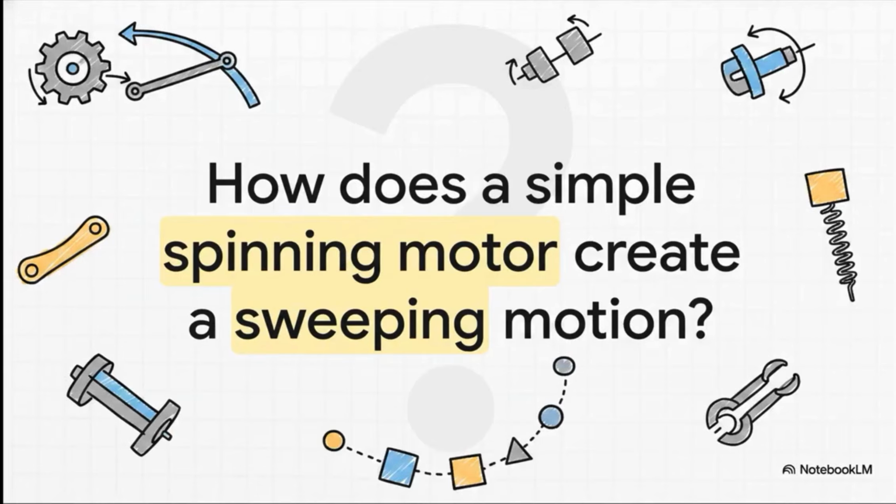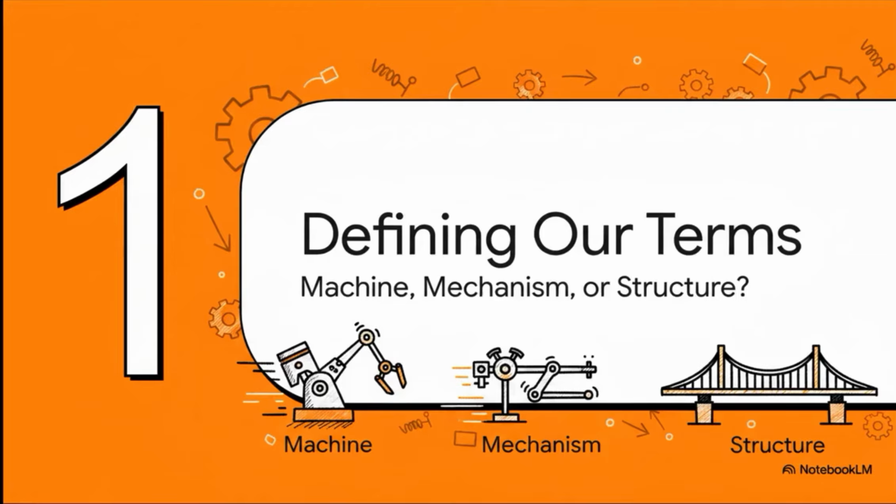And that right there is the big question, isn't it? If we can answer that, we unlock the door to understanding pretty much every machine out there. But before we can dive in, we've got to make sure we're all speaking the same language. Right. So first things first, let's get our terms straight. Is something a machine, a mechanism, or a structure? You might use these words interchangeably, but in engineering, they mean totally different things. So let's quickly break them down.